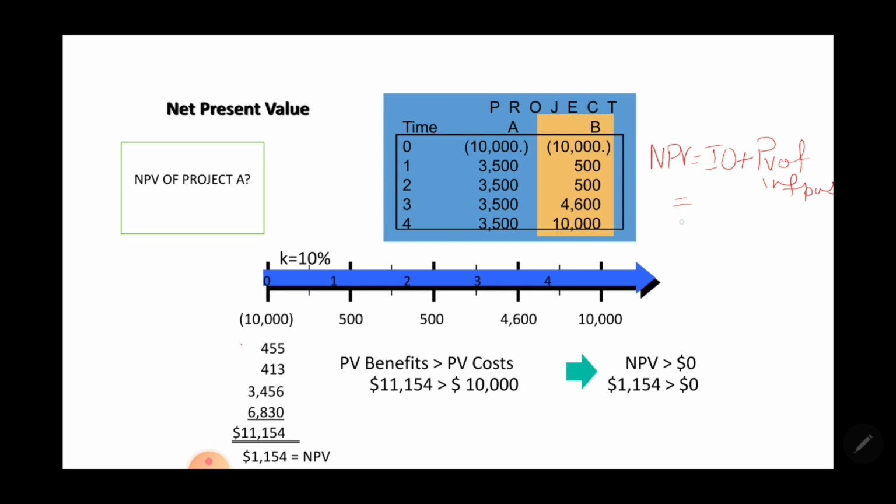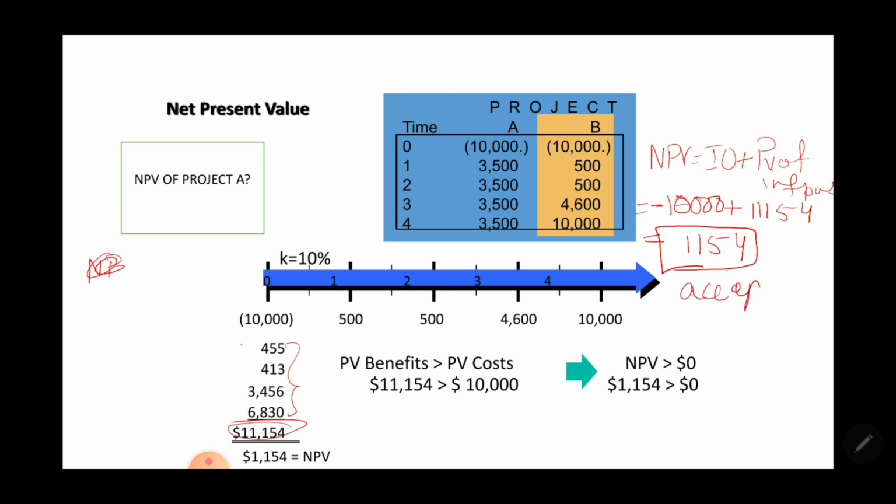The initial outlay is negative 10,000. Okay, the initial investment is in negative. So NPV, I'm going to write it over here only. NPV is negative 10,000 plus the present value of cash inflows. So the present value of cash inflows is 11154. So this will give you a positive 1154, which is the NPV. So according to the criteria, if NPV is positive, you can actually accept that project.